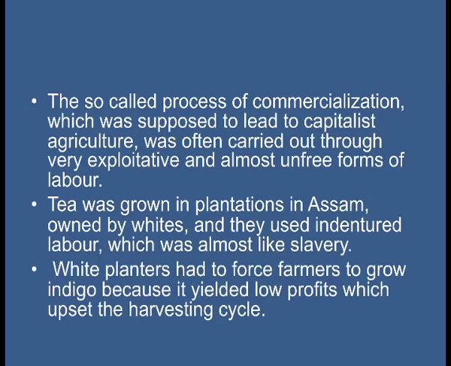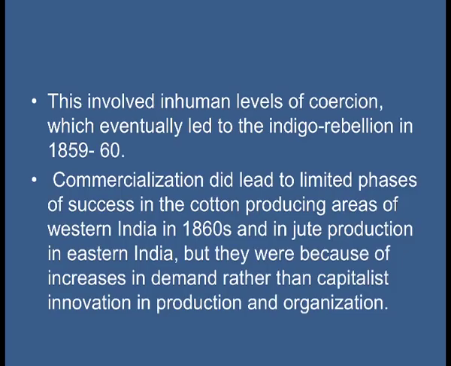The so-called process of commercialization, which was supposed to lead to capitalist agriculture, was often carried out through very exploitative and almost unfree forms of labor. Tea was grown in plantations in Assam owned by whites, and they used indentured labor, which was almost like slavery. White planters had to force farmers to grow indigo because it yielded low profits, which upset the harvesting cycle. This involved inhuman levels of coercion, which eventually led to the Indigo Rebellion in 1859-60.